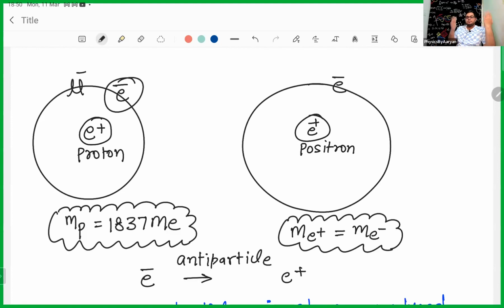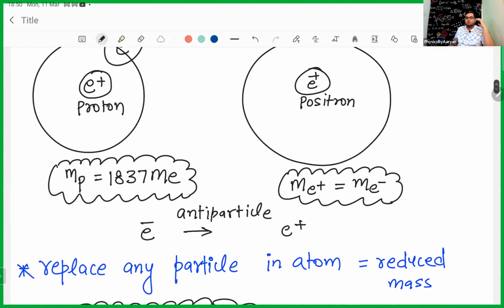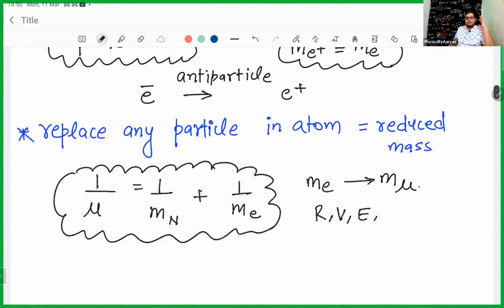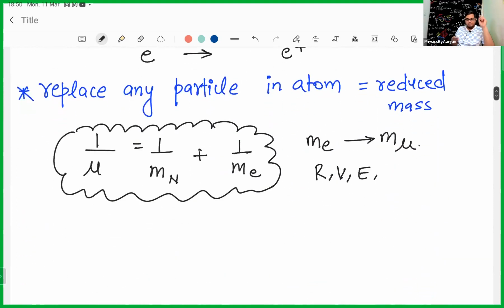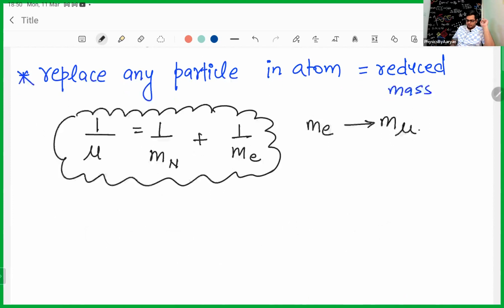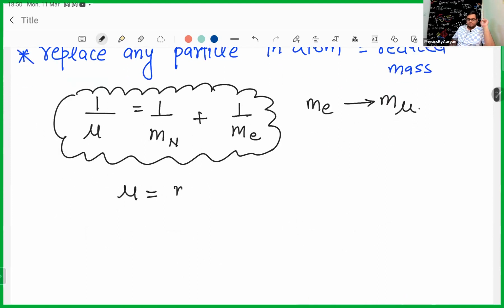Proton is there but now there is a muon. So in both the cases what I have to do, basically I have to write the reduced mass. And how do we write the reduced mass? Reduced mass is written as 1 by mu equals 1 by mass of electron plus 1 by mass of nucleus. Okay, and the other way we can write is by taking the LCM.